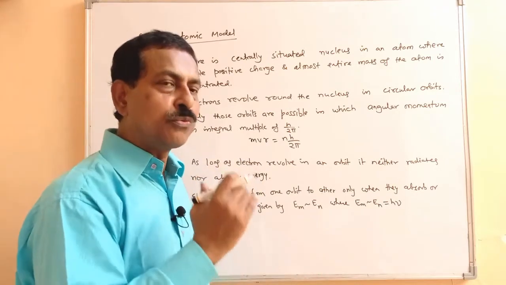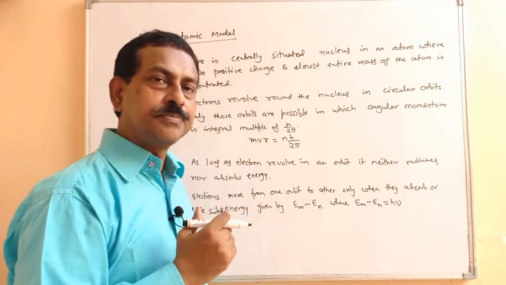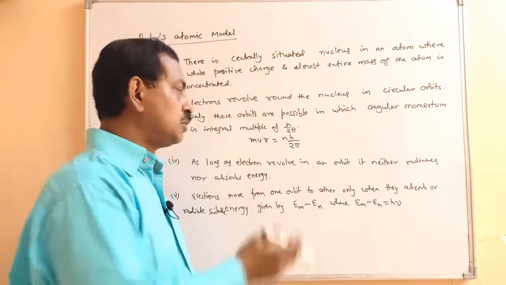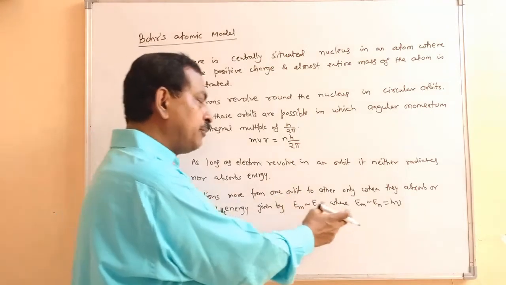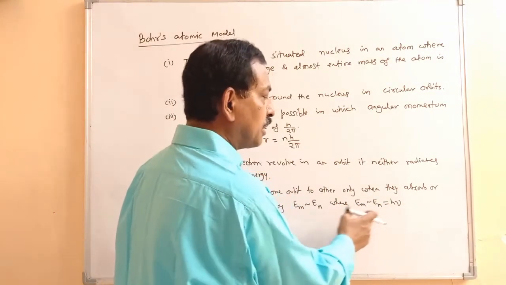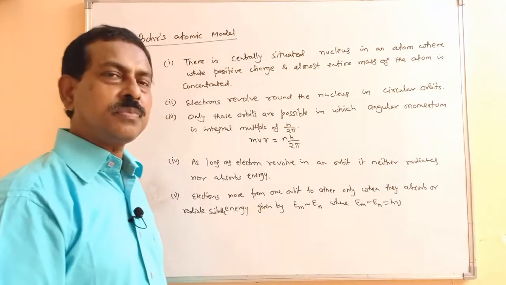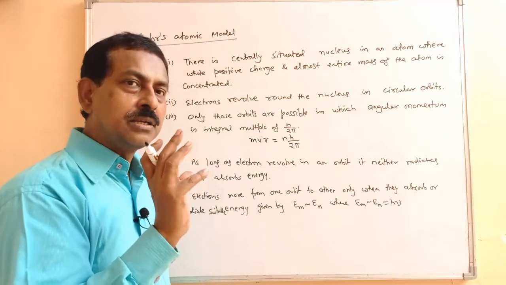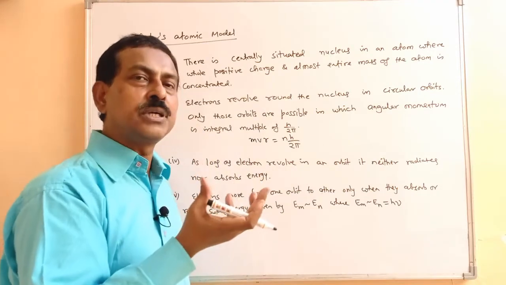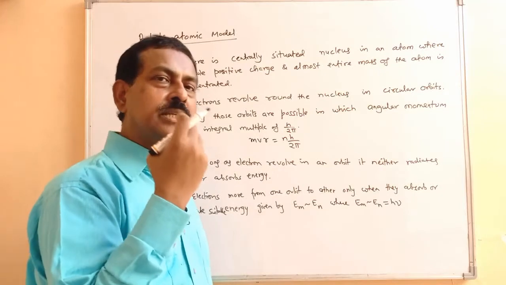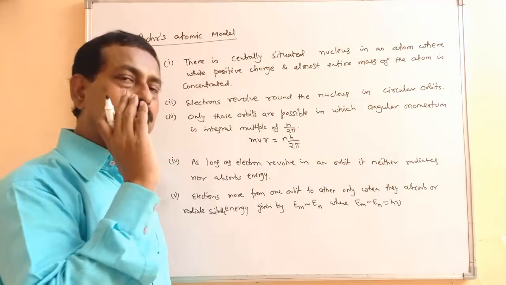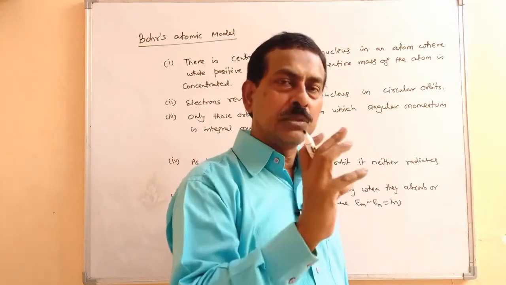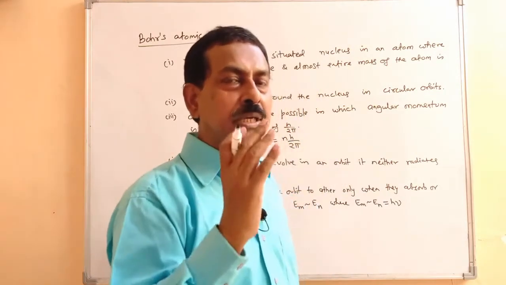When it absorbs, it will move from a lower to a higher energy state, and when it radiates, it will move from a higher to a lower one. This is possible only when the energy associated is given by this expression. So he has basically used the concept of the stationary orbit. That means once the electron is revolving in a particular orbit, it is neither radiating nor absorbing any energy, and the orbit which is possible is one where angular momentum is an integral multiple of h by 2 pi.